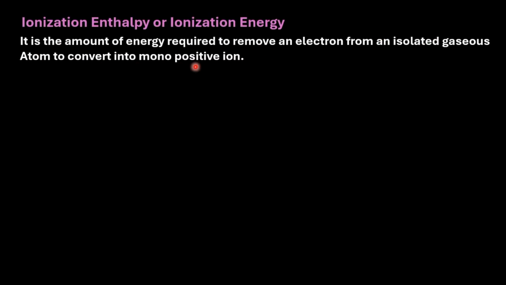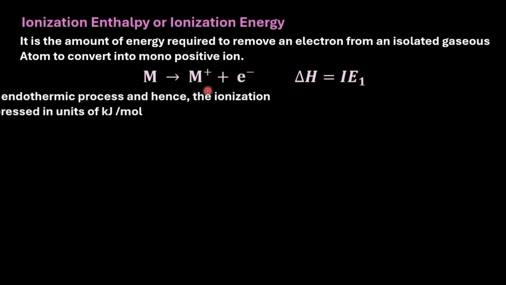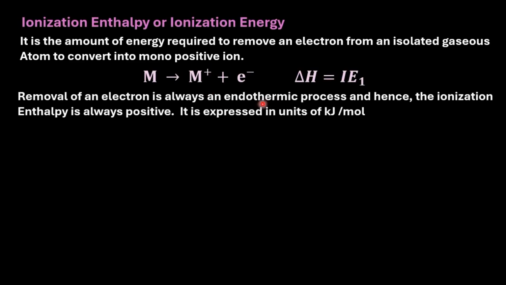it into a monopositive ion. So if you observe this equation, what does M mean? M is the neutral gaseous atom, and M plus is the monopositive ion. So we remove an electron and some enthalpy change is noticed. This is called IE1. We call this enthalpy the ionization enthalpy, and we express it in kilojoules per mole.